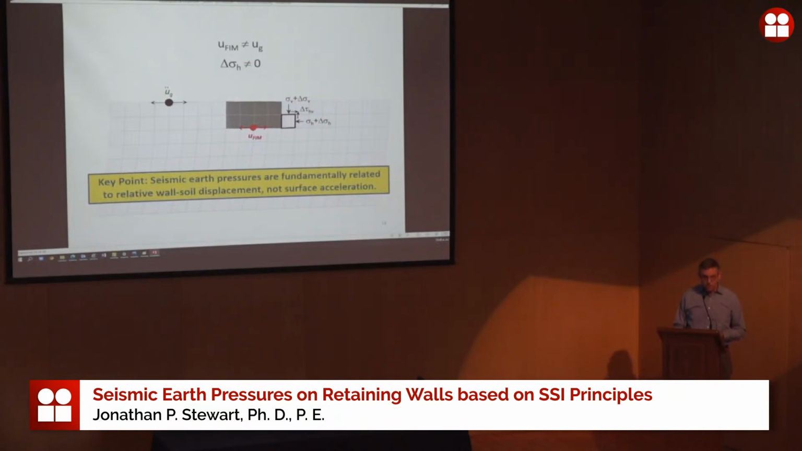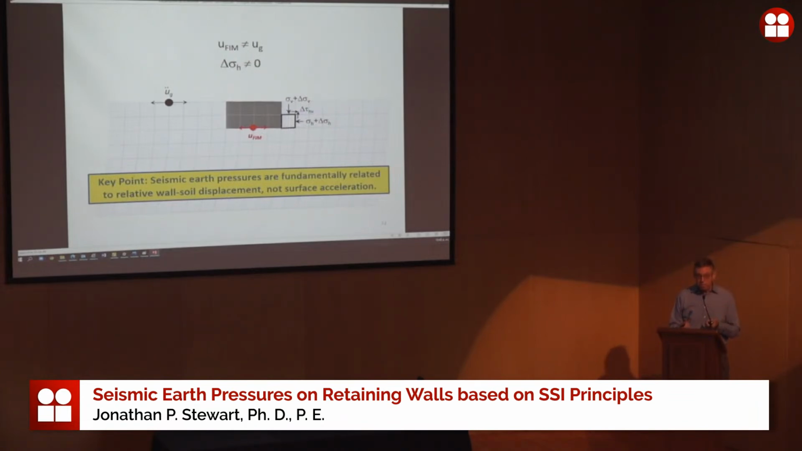So the key point of these schematics is basically to explain that seismic earth pressures are fundamentally related to the relative displacement, the difference between the displacement of that inclusion and the free field. And they are not related, equally important, they are not related to this acceleration. Remember, before the inclusion was rigid, we had acceleration, but we had no pressure. Acceleration, no pressure. Now we have acceleration, and we do have pressure. So what's the difference? Relative displacement. There is no fundamental relationship between acceleration and earth pressure.